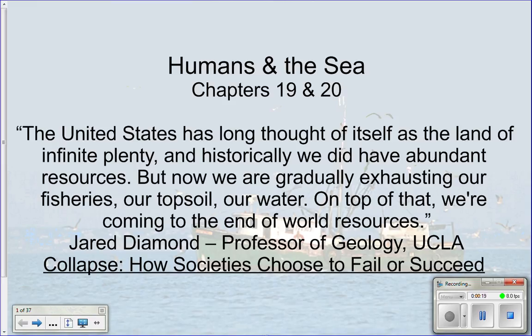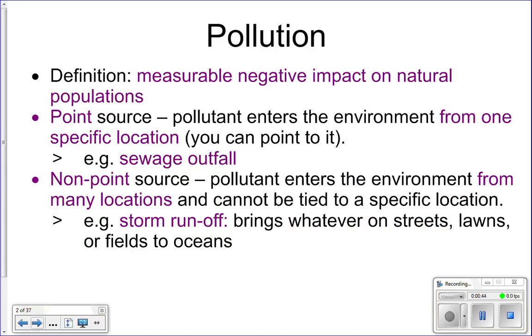He says, "The United States has long thought of itself as the land of infinite plenty. And historically we did have abundant resources. But now we are slowly exhausting our fisheries, our topsoil, our water. On top of that, we're coming to the end of our world resources." So we have been doing a very poor job at conserving what we have, and we're fast approaching the time when we will be using it all up.